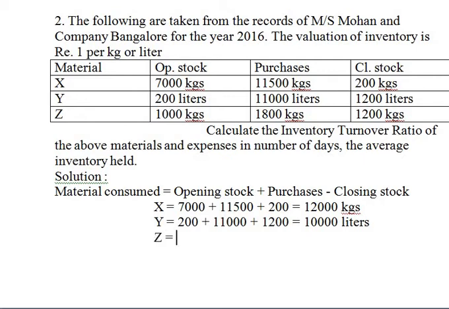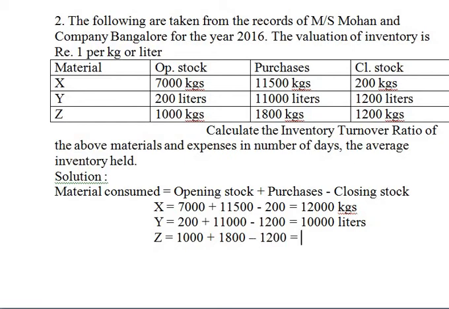Okay, yes. Now next is Z. Z is equal to 1,000 kgs opening plus purchases 1,800 kgs minus 1,200 kgs. So that will be equal to 1,600 kgs. Okay, hope everybody is understanding.